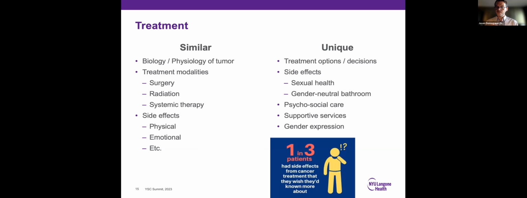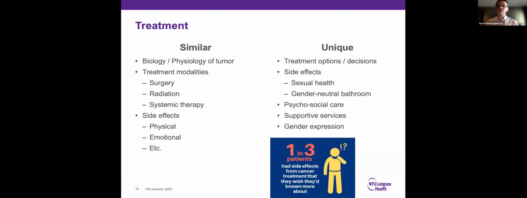So treatment options and decisions. Are we talking about the side effects as they pertain to that individual? Are we understanding the person's sexual behaviors, their sexual desires, fertility preservation? All these various things are important for us to have a conversation about. Are we providing a welcoming space for people to receive care? Are they coming into an environment where they are going to feel welcomed? Are they going to be able to thrive in that space? Are we providing the psychosocial care and resources? Are we providing supportive services, knowing that some individuals may be estranged from their biologic families and may not have the same level of support system or support persons?